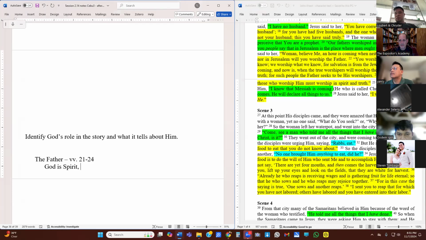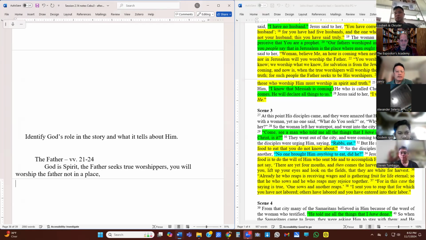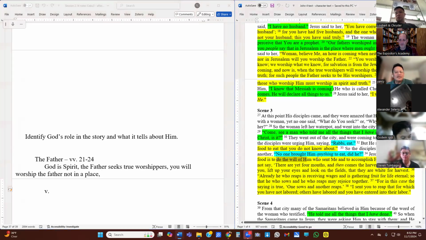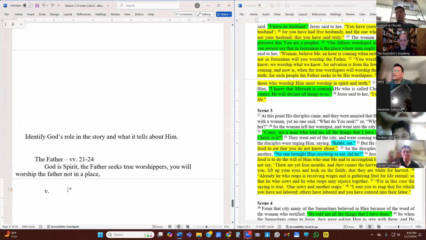The Father seeks true worshipers, right? You will worship the Father, right? Not in a place. So there's several things mentioned here about the Father. The Father sent the Son, right? My food is to do the will of him who sent me to accomplish his work. Verse 34. Father sent the Son to do his work.